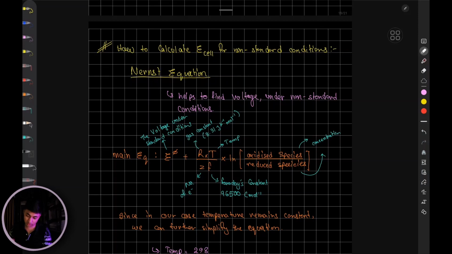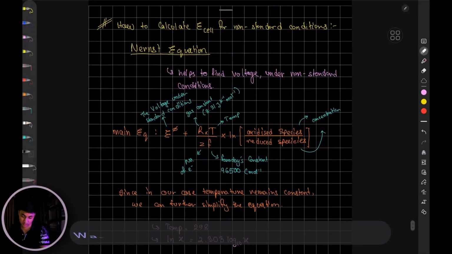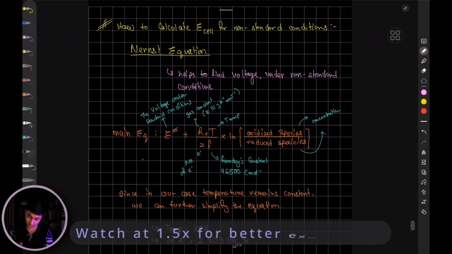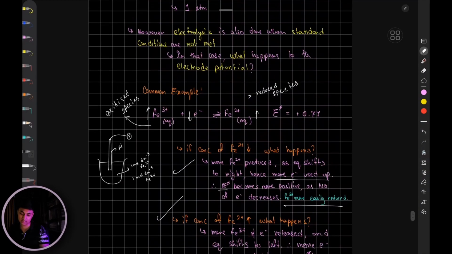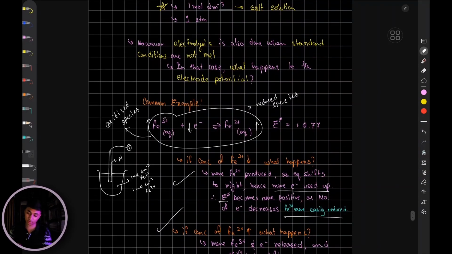electrode potential, the new electrode potential, E, is going to be given by E naught, that is the electrode potential under standard conditions. That is, in our case, the reaction for Fe3+ turning into Fe2+ will have an electrode potential of 0.77 in standard conditions, right?